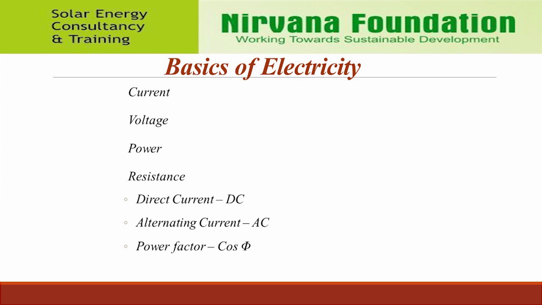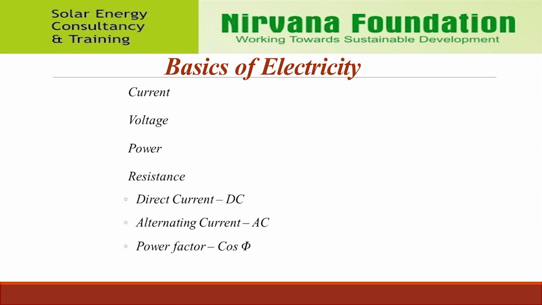Voltage. Voltage is what makes electric charges move. It is the push that causes charges to move in a wire or other electrical conductor. It is measured in volts by a multimeter or voltmeter. Power. Electric power is the rate, per unit time, at which electrical energy is transferred by an electric circuit. It is measured in watts by an instrument called a wattmeter.